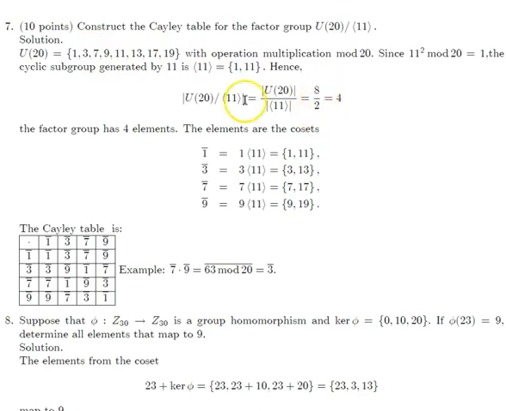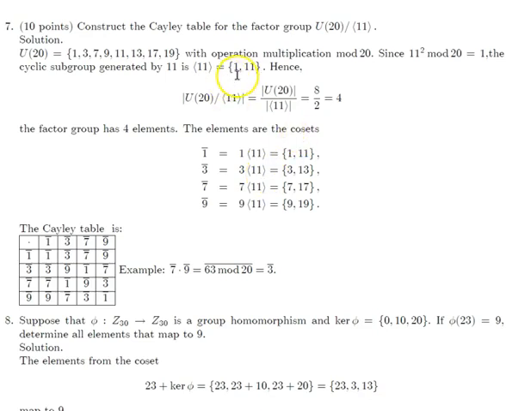This means that the factor group will have 4 cosets. The first coset is just the subgroup. It is 1 bar. 3 bar is the coset that contains 3. So 3 times the subgroup {1, 11}.